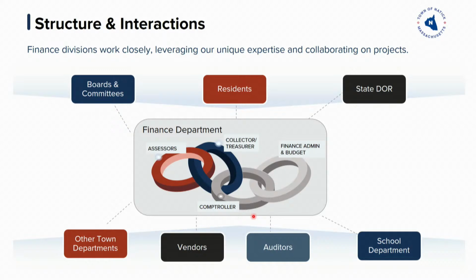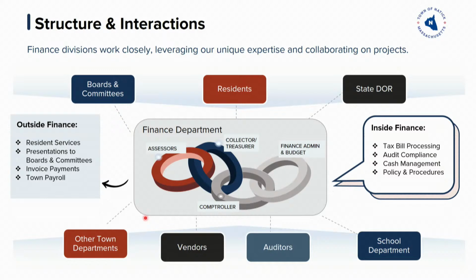Also, in the little boxes around the chain, we have our interactions and connections with other agencies and other departments of the town. First of all, we have boards and committees. We provide a lot of information to and interact a lot with the finance committee. Every budget season, we spend a lot of time with the finance committee. Other boards, the select board: we provide a lot of information and presentations to the select board with regard to the status of the finances of the town. There's an audit advisory committee, which is actually a committee of the select board, that we also interact a lot with regards to our audits of the town.